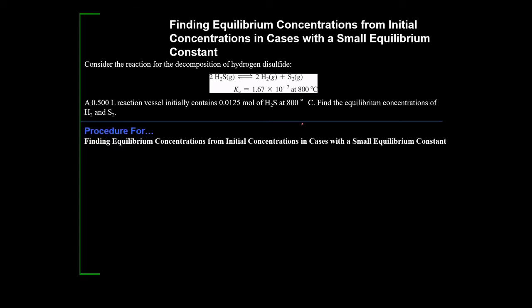Alright, so the first thing I'm noticing here is that K is itty-bitty, very tiny, 1.67 times 10 to the negative 7. You can find K values smaller than that, for sure, but it is very small. This is a highly reactant-favored equilibrium. Not very many products are made. And then our initial concentration of reactant, while not terribly high, is way higher than the K value. So it's looking pretty good for our x is small assumption here.